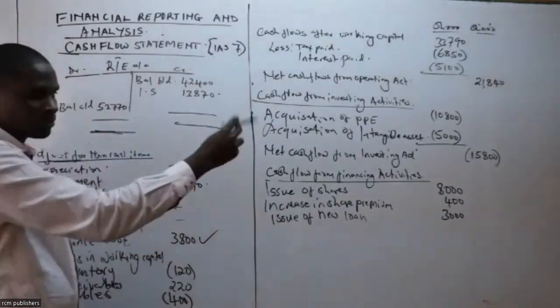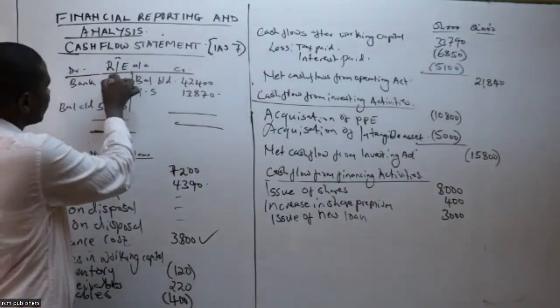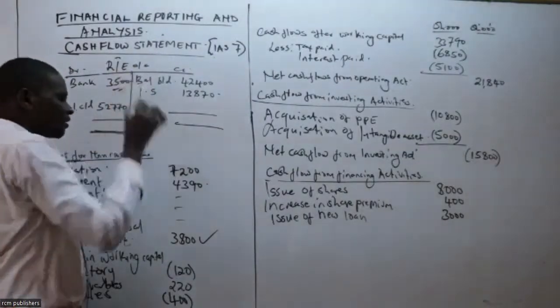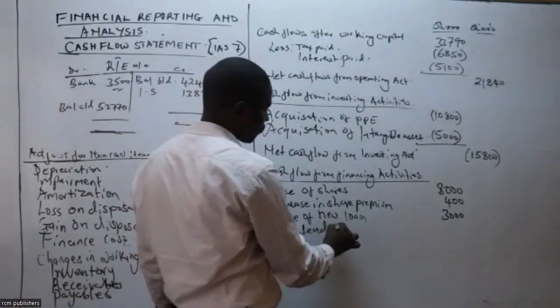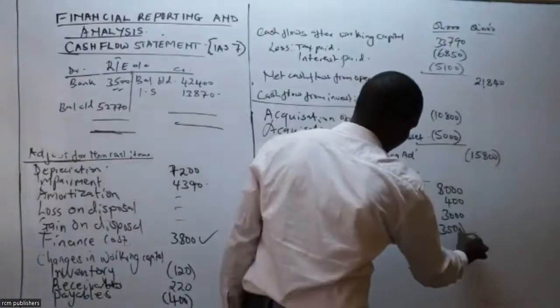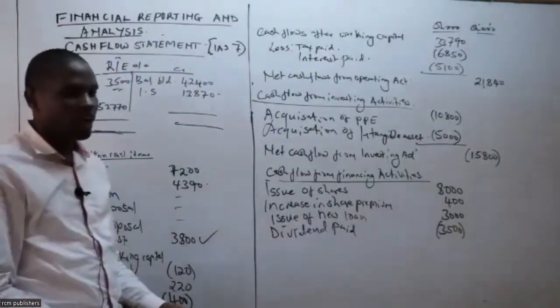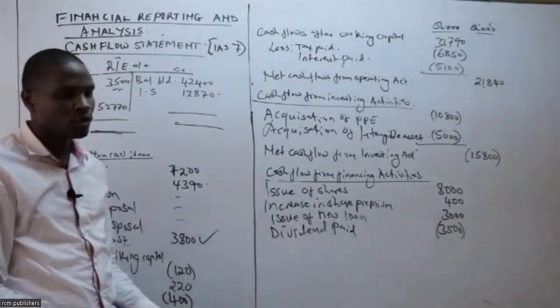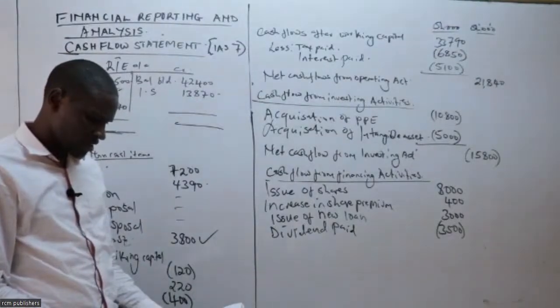I think Agnes has done everything, and she gives me the bank figure of 3,500. So this is the dividend paid. Remember, dividend is always paid from the profit. Dividend paid of 3,500. So that was an outflow, and therefore we have to reduce it. Thank you, Simon. Now we have to check any other thing that we have here.